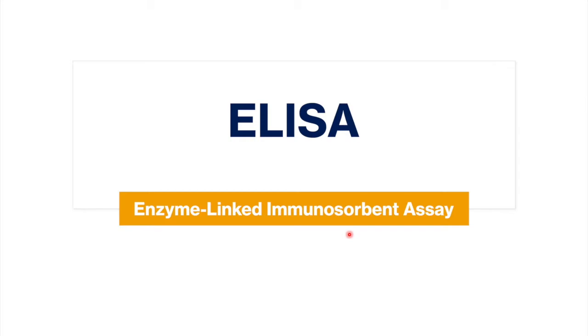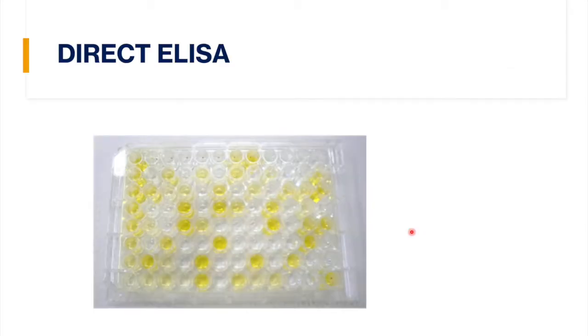Today we will focus on one specific immunoassay technique called ELISA. ELISA stands for Enzyme-Linked Immunosorbent Assay. It is a very common and powerful assay that can detect the presence and quantity of antibodies, proteins, and other molecules in your biological sample. There are a number of different variations of ELISA. Let's first take a look at direct ELISA.